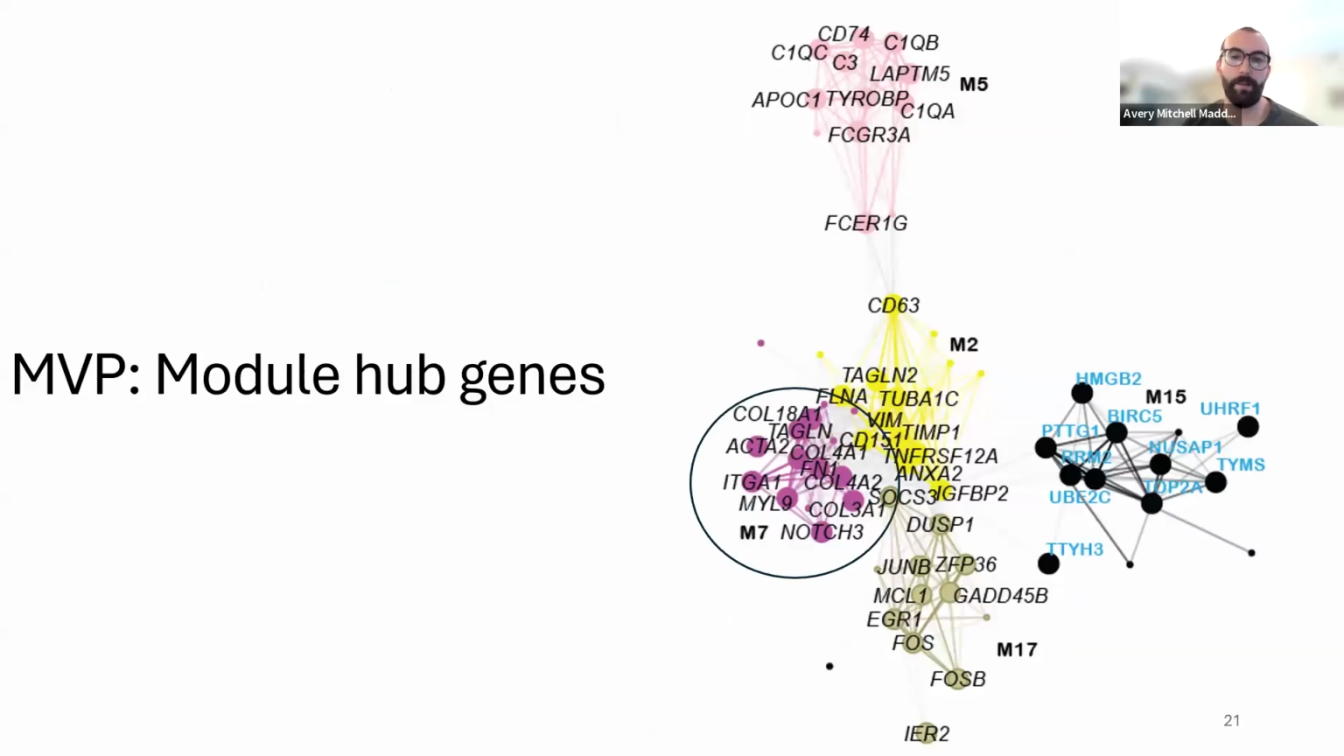So within M7, we identify a couple interesting hub genes, like TAGLN, NOTCH3, and ITGA1, which have all been identified in prior work for mediating resistance to temozolomide. So again, we're placing some of these individual genes that have been identified with drug resistance within a specific pathway and regional context.